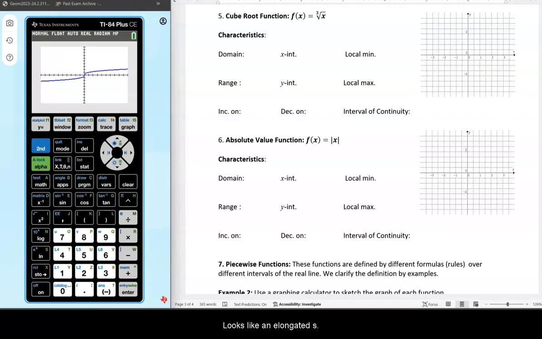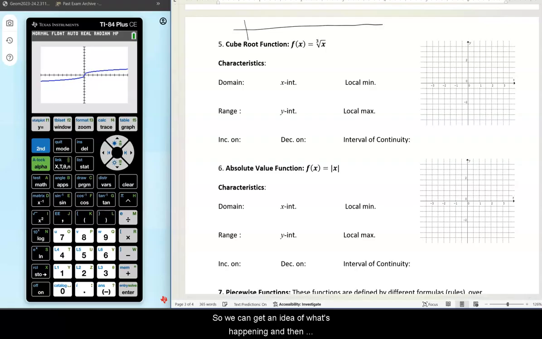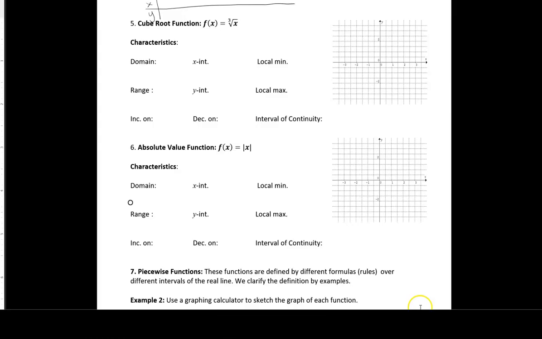Looks like an elongated S. That is because we are taking the cube root of all of our numbers. I'm going to take just a moment and do a table here for you so we can get an idea of what's happening, and then we'll look at the table on our graph. This is our x and this is our y. Cube roots can be negative. Notice it's graphing over here in the negative. So let's start with all of our cube roots that we know. And you may be saying, what cube roots are those?